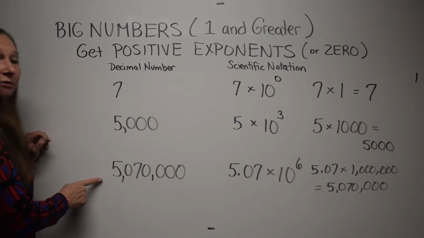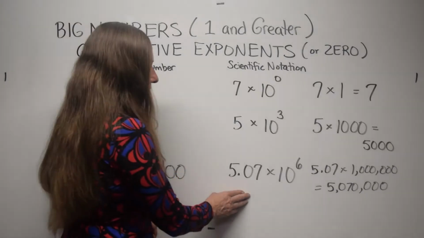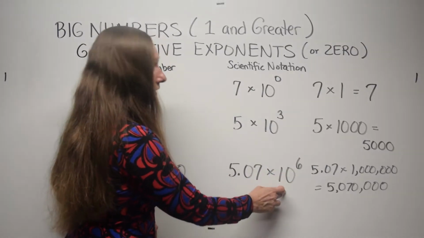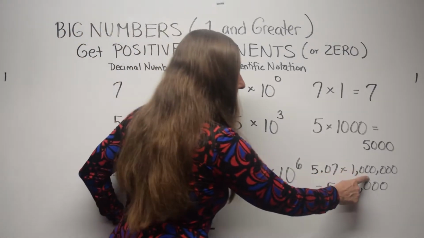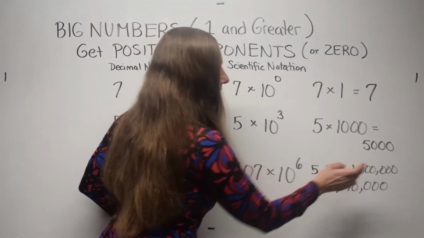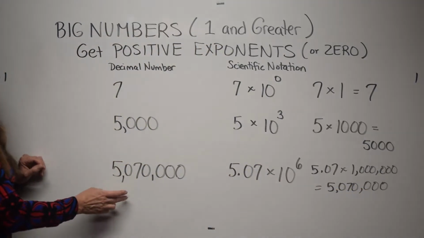Down here we have 5,070,000. In scientific notation, this would be 5.07 times 10 to the 6th. 10 to the 6th is 1 million. And if you plug into your calculator 5.07 times 1 million, you're going to get 5,070,000, just like this.